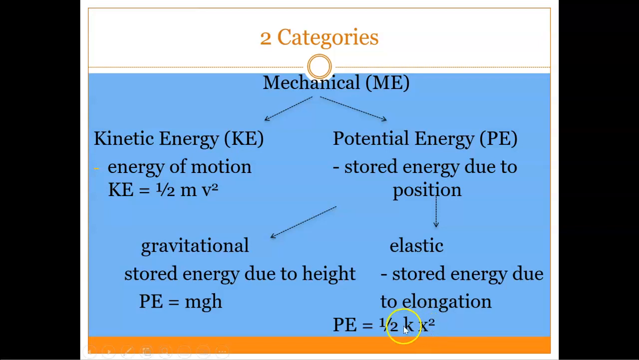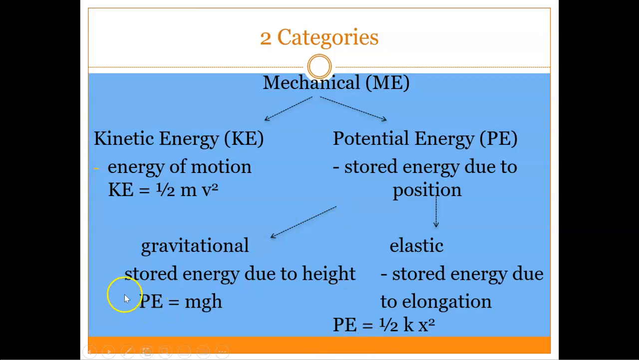The X and the K have to match. So if K is newtons per meter, X should be in meters. If K is newtons per centimeter, X should be in centimeters. And then the X is squared. Because we have two potential energies, I usually write it as PEG with a small g next to it, and then PE spring or PES, the small s next to it.